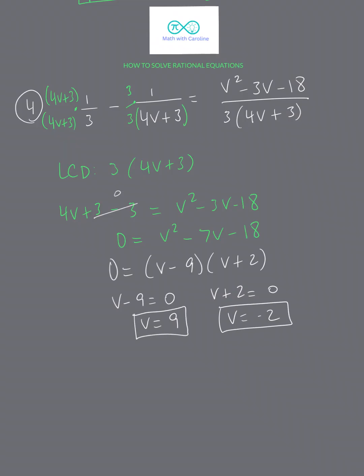Then I'll check and make sure that neither one of these would make a denominator in the original equation 0. So if I plugged in negative 2, I would not get 0. If I plug in 9, I would not get 0. So both of those are solutions. I could, of course, go further and really plug in the 9 for all the v's and make sure that both sides would be equal to each other, and then do the same thing with the negative 2, plug that in for all the v's, and make sure these sides are equal to each other. I would definitely do that on a quiz or test.